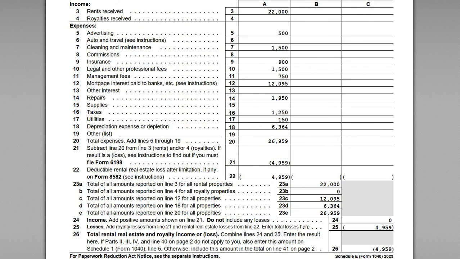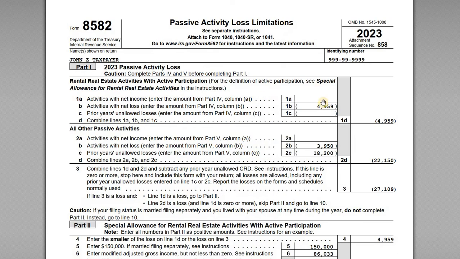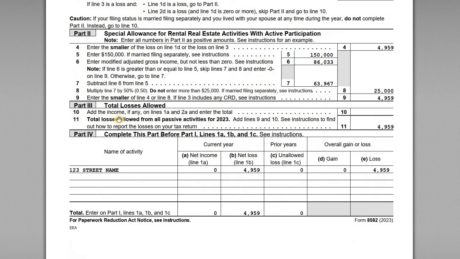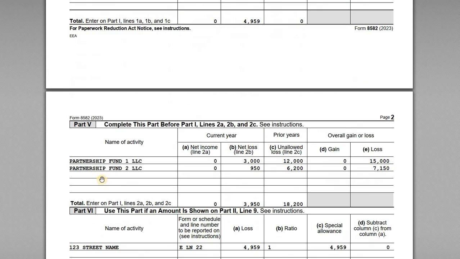Once that number is established, then we can go back to the 8582 and complete the passive activity loss limitations form. So the 8582 is 2 pages. Part 1 is where we summarize some of this data, but before we complete Part 1, as it notes here, we have to complete Parts 4 and 5 before filling out this schedule. So if we go down, Part 4 is where you report passive activities from real estate, and Part 5 is where you report other passive activities.